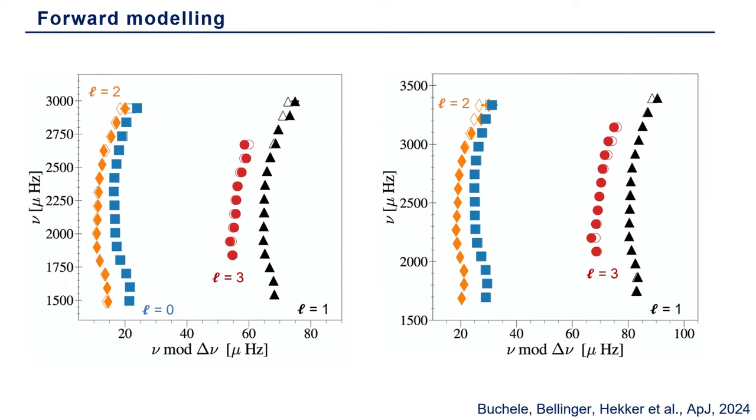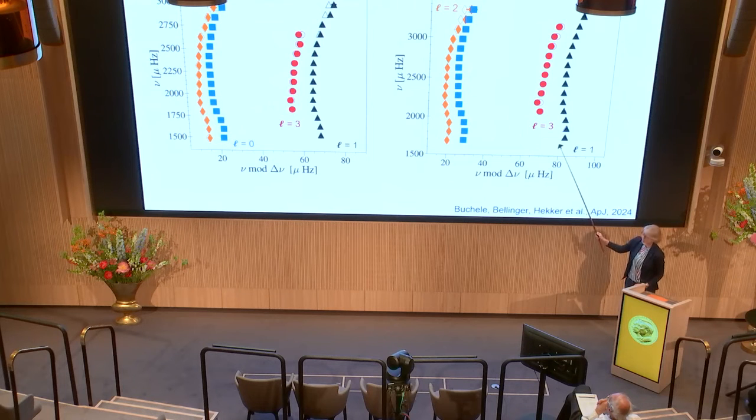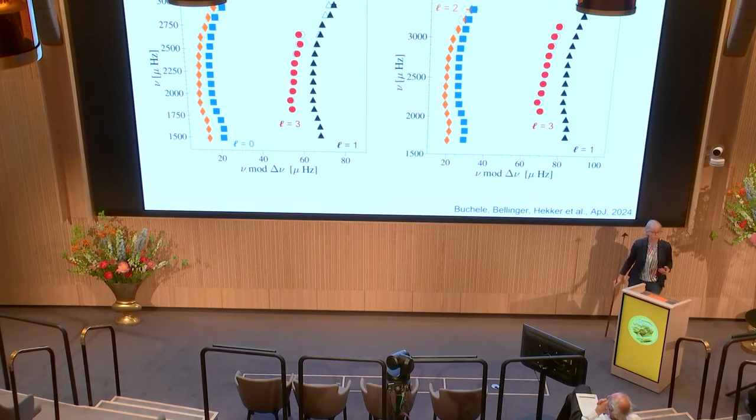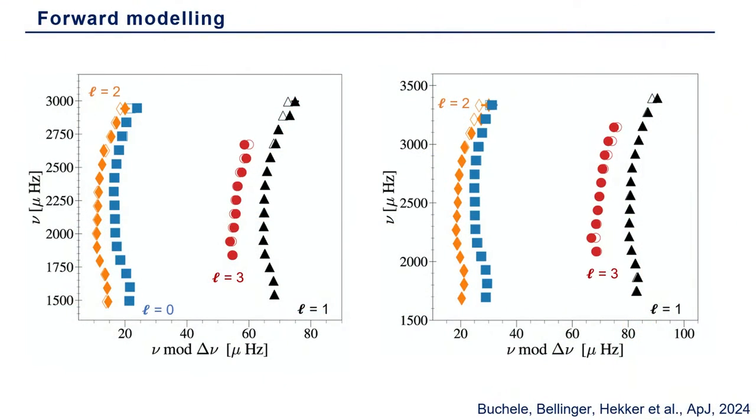And you see again the different degrees are indicated. So we have here the 0 and 2 pairs in blue and orange. And then in black and red, we have the 1 and 3. So in these main sequence stars, we have LS3 modes visible. And in the filled symbols, we have the data, and then in the open symbols are what we call a best fit model.